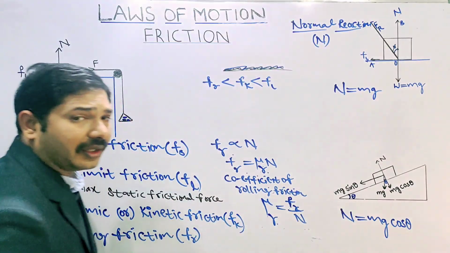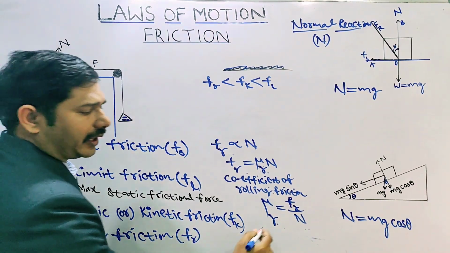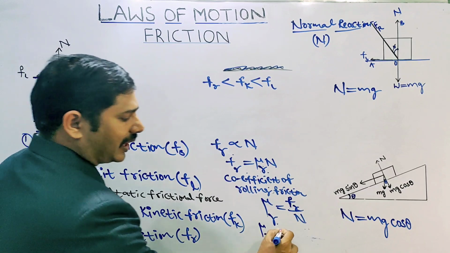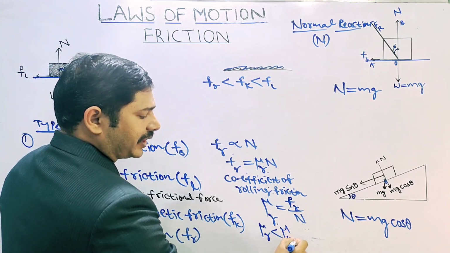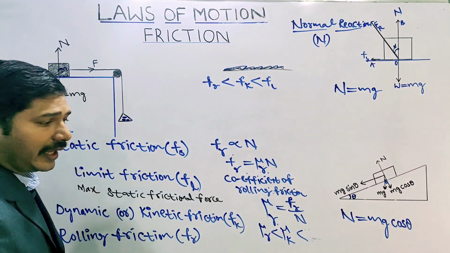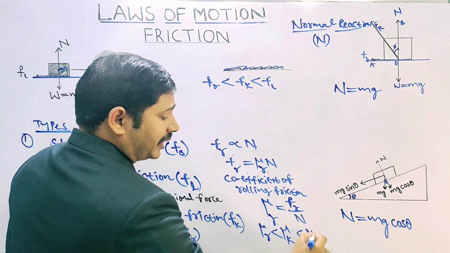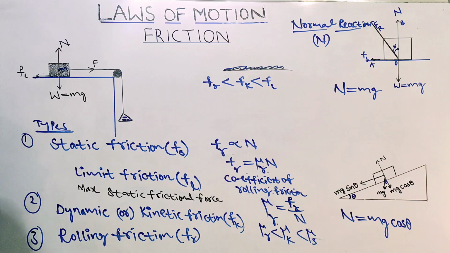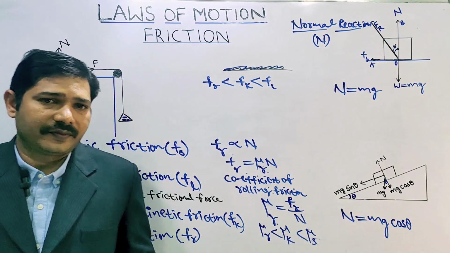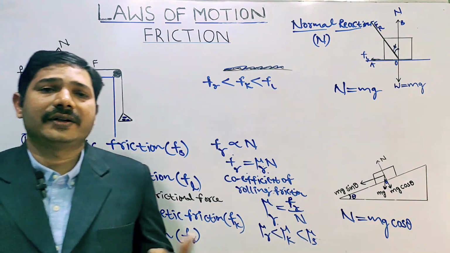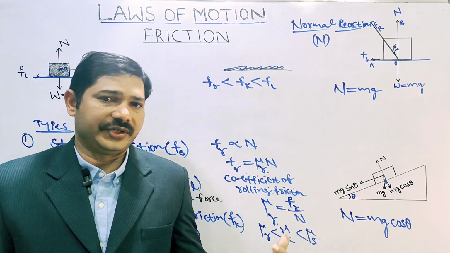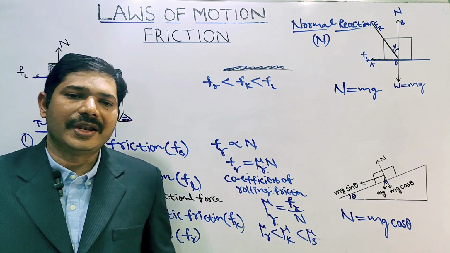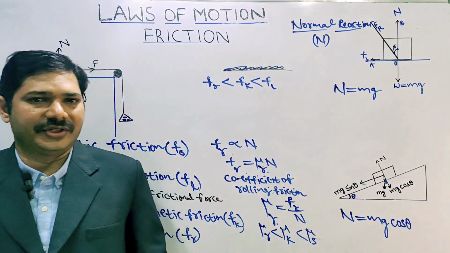The relation is the same here. The coefficient of rolling friction is less than the coefficient of kinetic friction, and the coefficient of kinetic friction is less than the coefficient of static or limiting friction. These are the three types of friction and their three coefficients, and none of them have any units or dimensions.